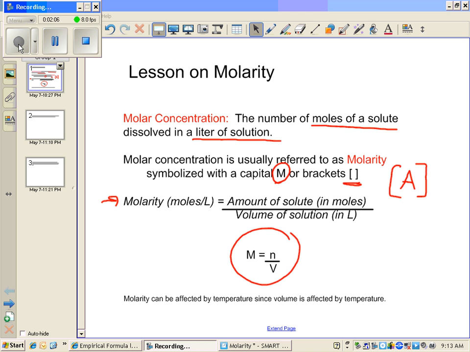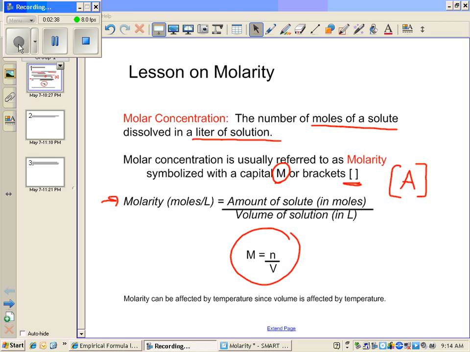Again, just to review, if you're doing a solution, remember the solute is the substance that gets dissolved, and the solvent is the substance that it dissolves in. But notice that this is different because this is in liters of solution. That means the total solution, solvent and solute included together. So this will be the moles of solute in the total solution.